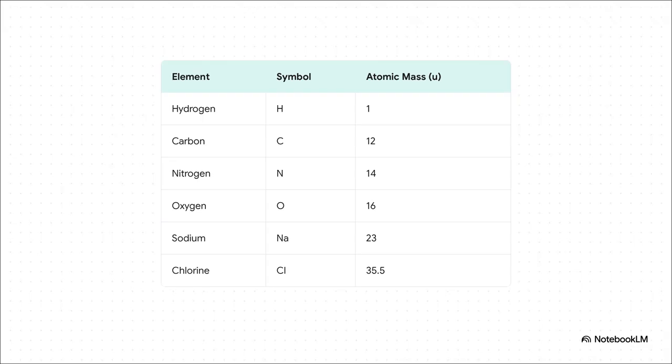Now for your exams, especially for solving numerical problems, you will need to know the atomic masses of some common elements. This table shows the most important ones. Please, make a note of these. Hydrogen is 1, carbon is 12, oxygen is 16, and so on. Knowing these by heart will save you a lot of time.